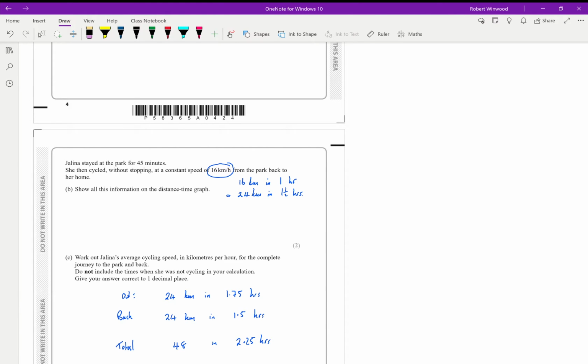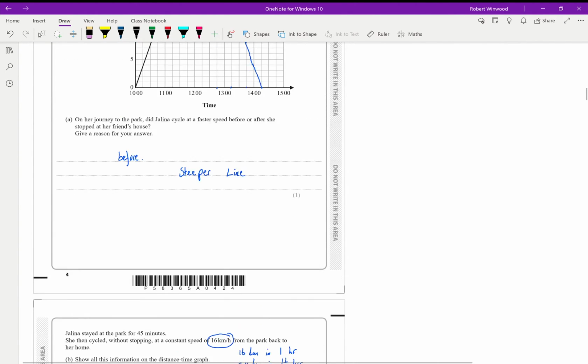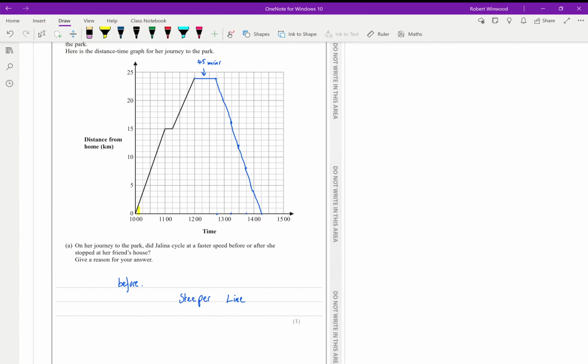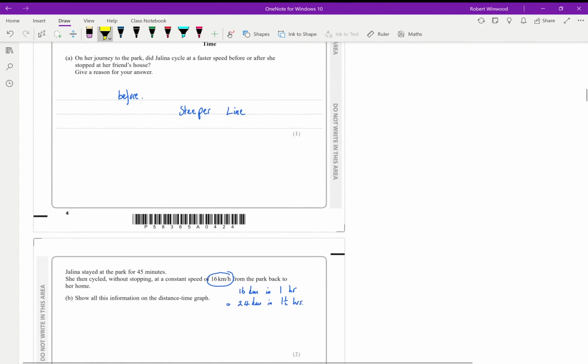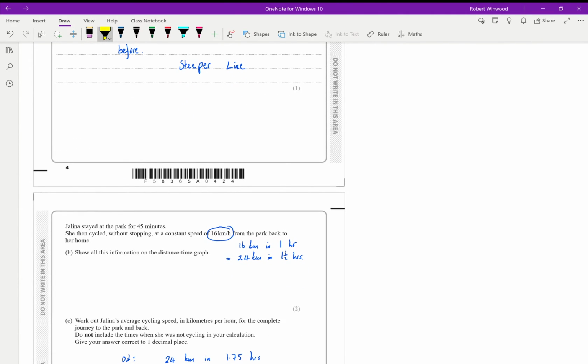She stayed at the park for 45 minutes, so I can see that there are 4 little squares making up an hour, so each little square must be 15 minutes. So she stayed at the park for 45 minutes, so that's 3 lots of 15 minutes, 3 little squares. Then she came back at 16 kilometers per hour.